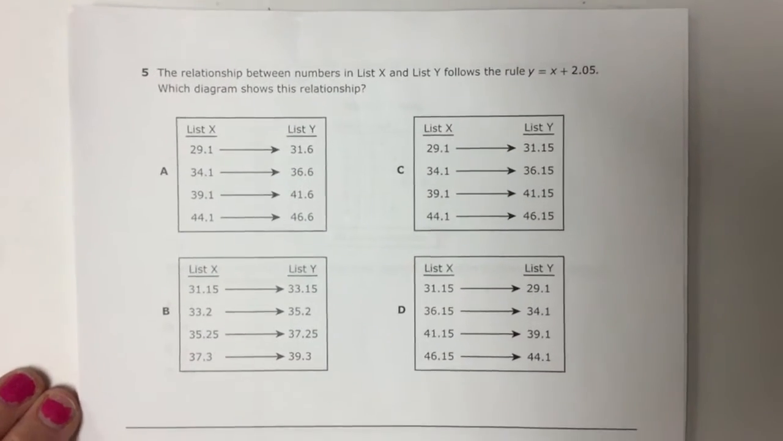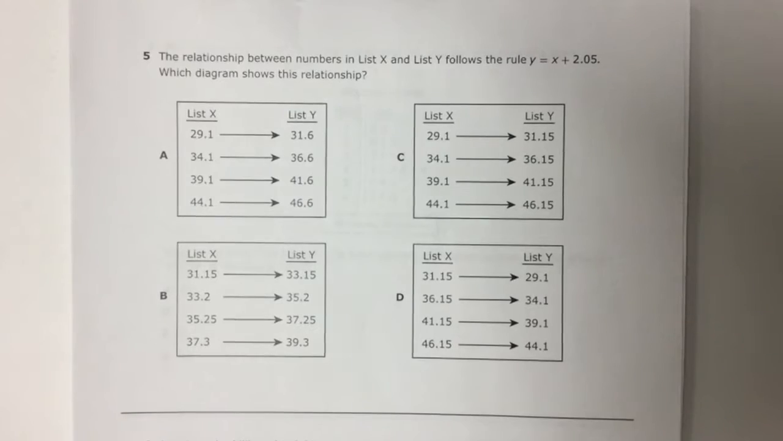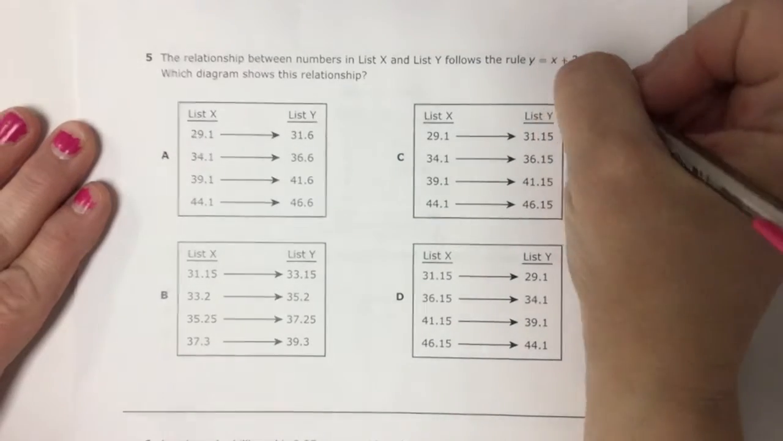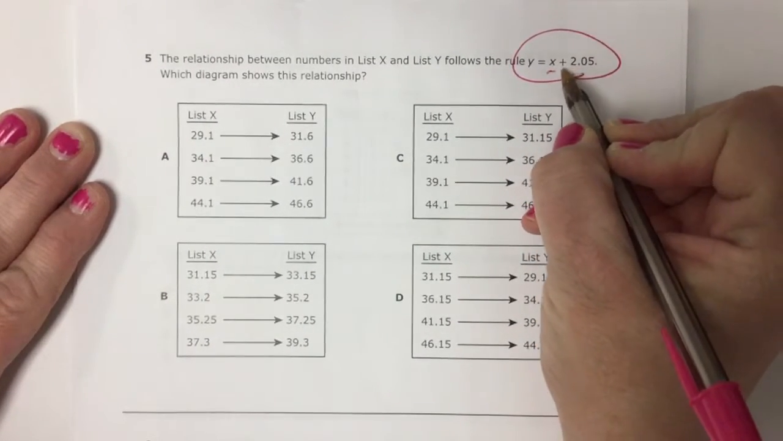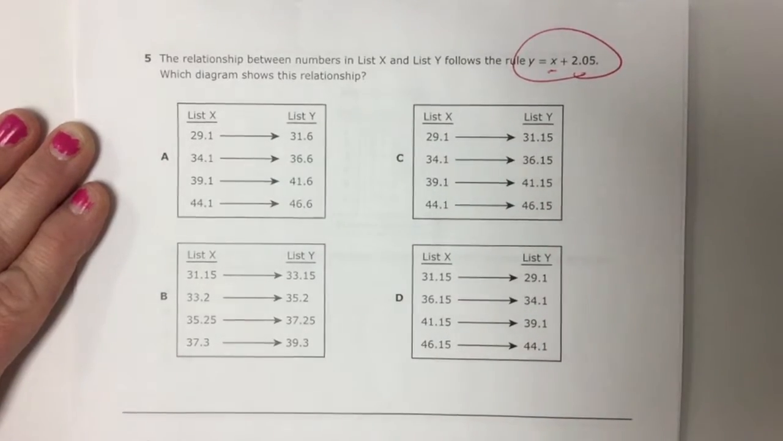All right, this is an input-output table of sorts. It says, and we haven't gotten to these yet, so I understand that. The relationship between numbers in list X and list Y follows the rule Y equals X plus 2.05. Which diagram shows this relationship? So what they're saying is Y equals X plus 2.05.